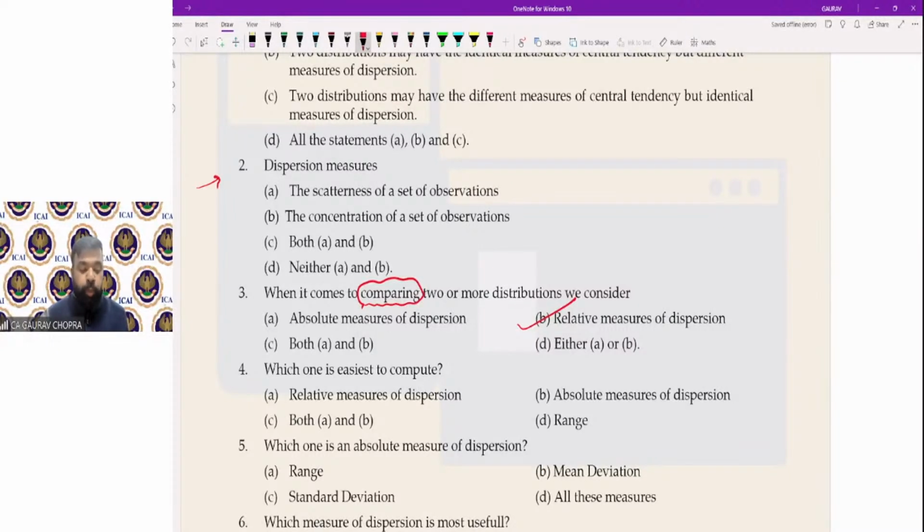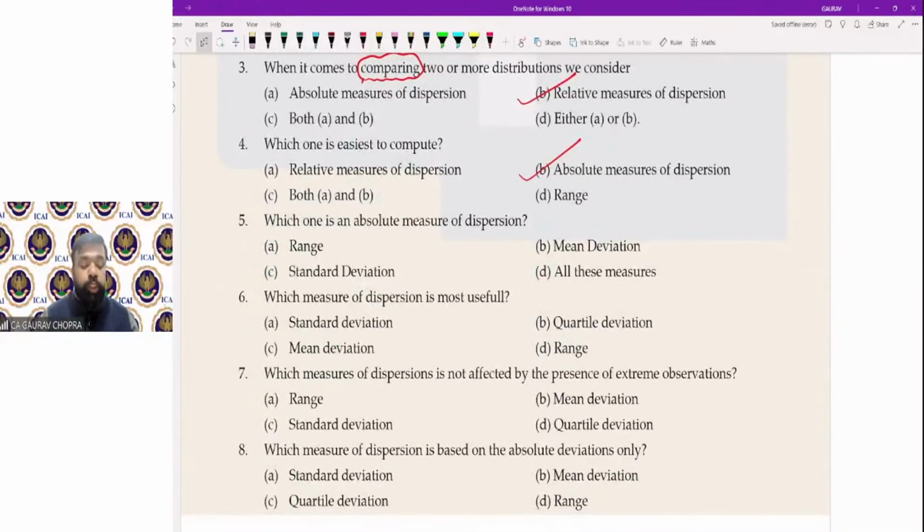Which one is easiest to compute? Absolute measure is easy to calculate. Which one is an absolute measure of dispersion? Which of these is absolute? All of them are absolute, all of these measures. Which measure of dispersion is most useful? Guess. So far we have studied 3 measures of dispersion, and the fourth one, standard deviation, we will do in the next class. So when we compare all 4 dispersion measures, we find that standard deviation is known as the best measure of dispersion. Standard deviation is considered the best measure.